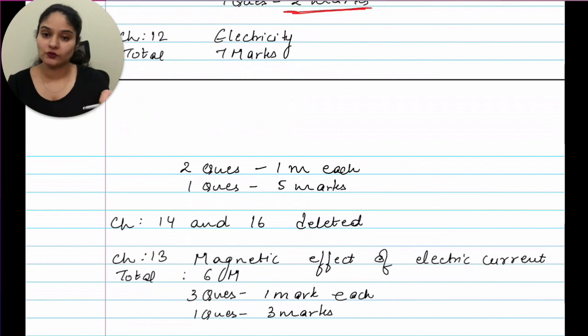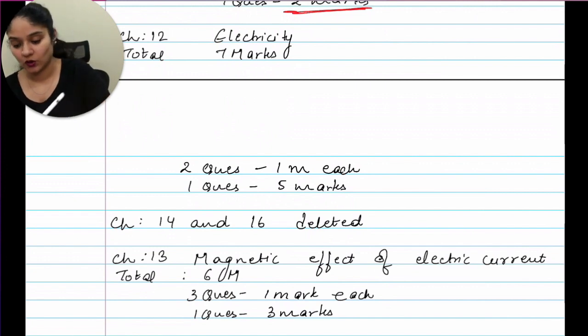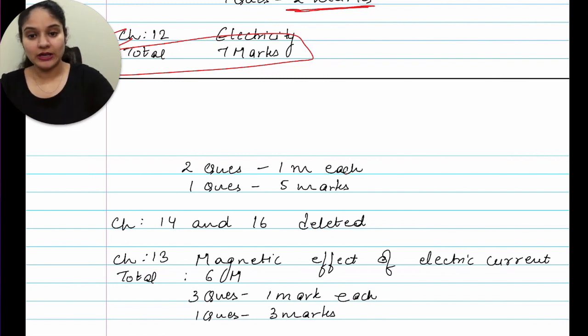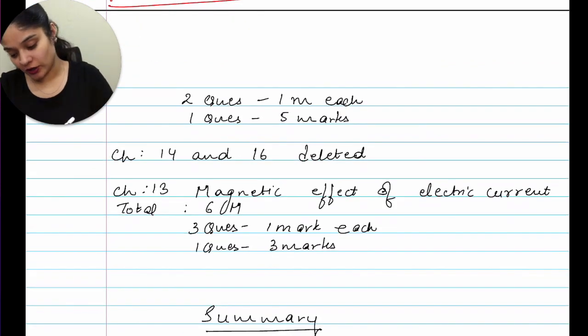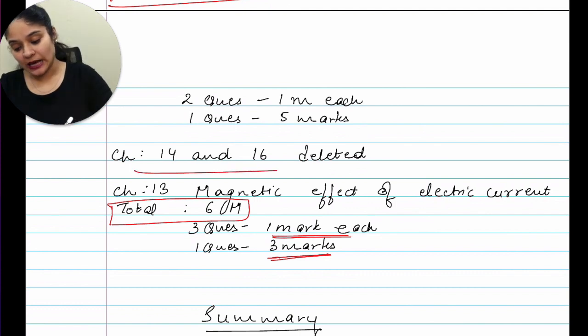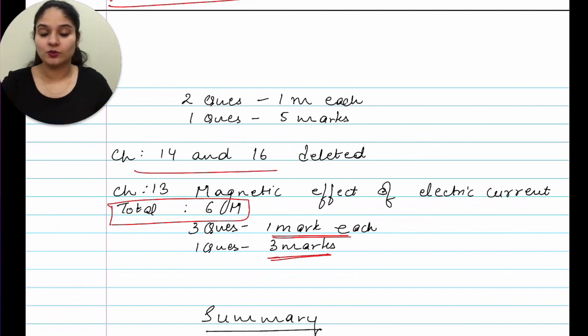2 questions of 1 mark each and 1 question of 5 marks. Alright, now moving forward to chapter number 13, we have Magnetic Effects of Electric Current, which is going to show up for about 6 marks, 3 questions of 1 mark each and 1 question of 3 marks. Chapters 14 and 16 are deleted. You would not get any questions from that portion.